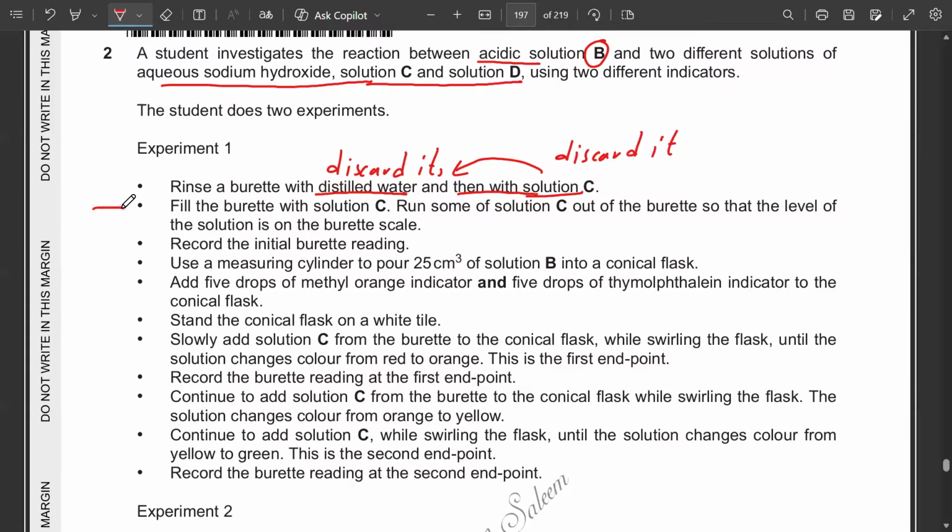And that's why in the next step you fill the burette properly with the solution C. Now this time you do not discard it, because this time you will use it for the experiment. But in the previous case, you were rinsing with the solution C. Now, why are we doing this? Why are we rinsing with the solution C?